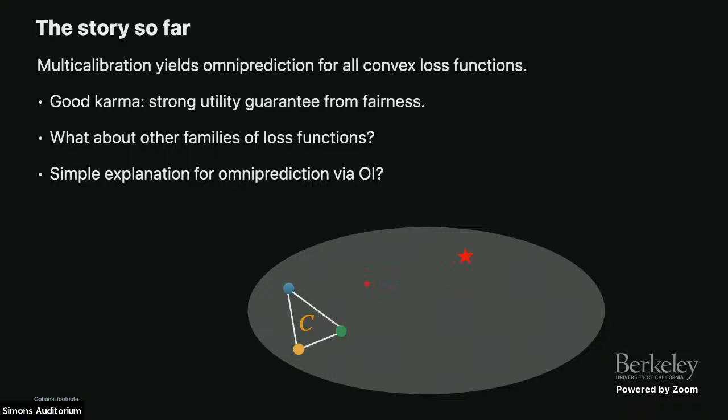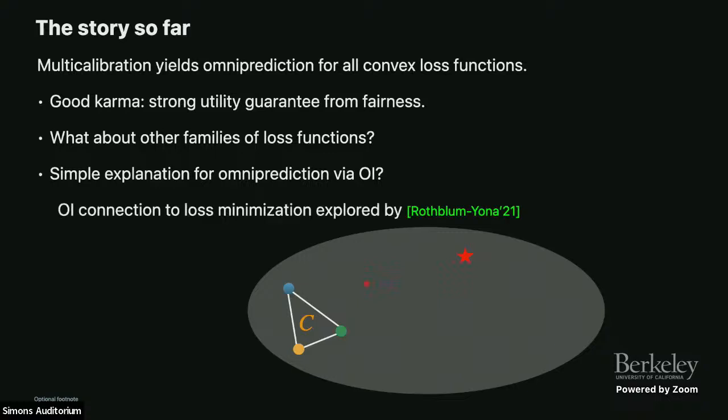Okay, but these are all good reasons to ask if there's a different explanation for what we've seen here in terms of outcome indistinguishability. I should mention that the connection between outcome indistinguishability and loss minimization was explored in this prior work of Rothblum and Yona, but they weren't coming at it from the omniprediction viewpoint. So they didn't ask for just one predictor that works for all loss functions like we will.